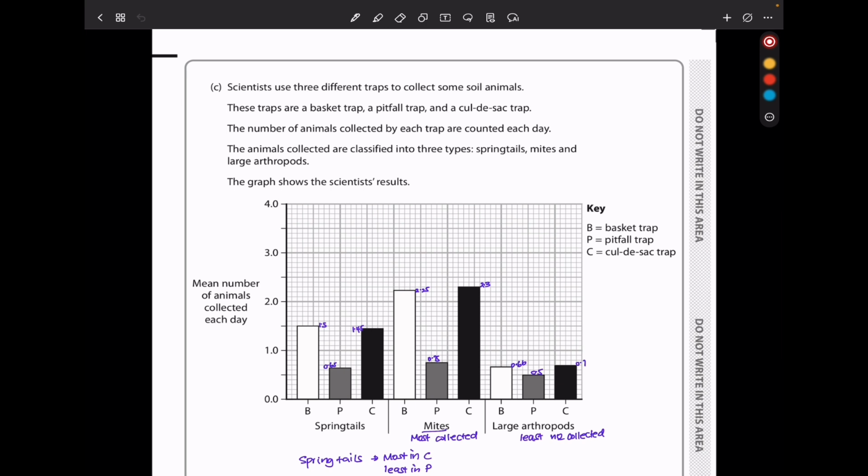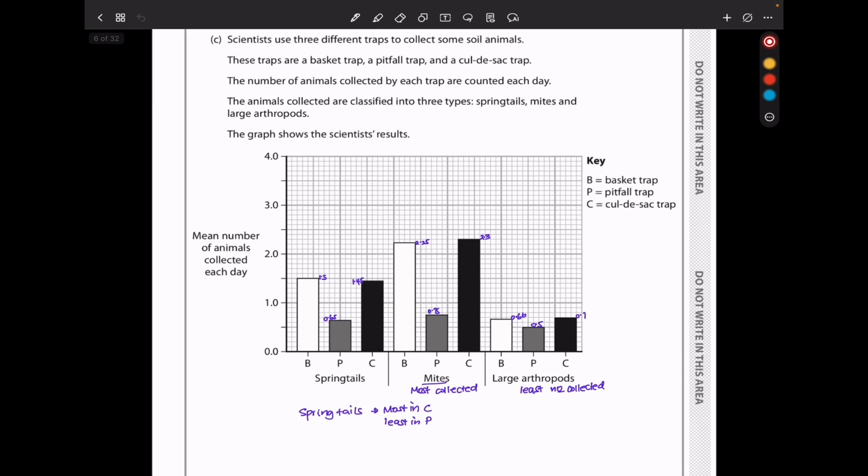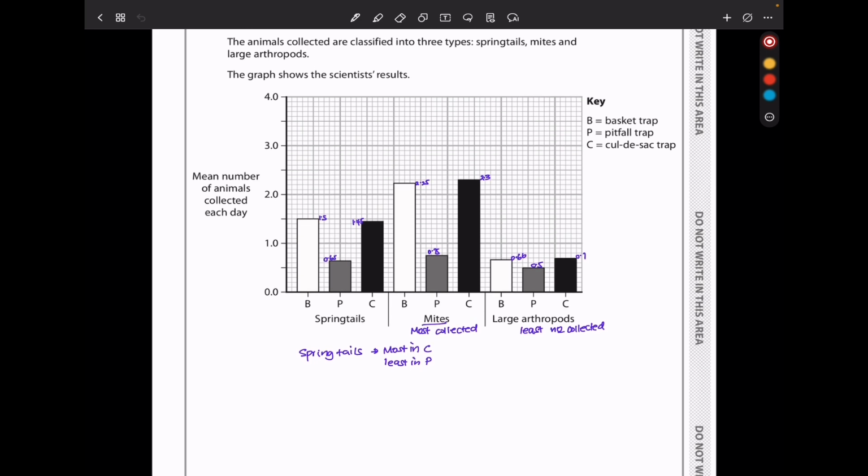In part C, scientists use 3 different traps to collect some soil animals. These traps are a basket trap, a pitfall trap, and a cul-de-sac trap. The number of animals collected by each trap are counted each day. The animals collected are classified into 3 types. They are springtails, they are mites, and large arthropods. So they say the graph shows the scientists' results.